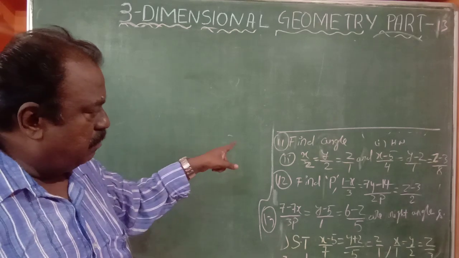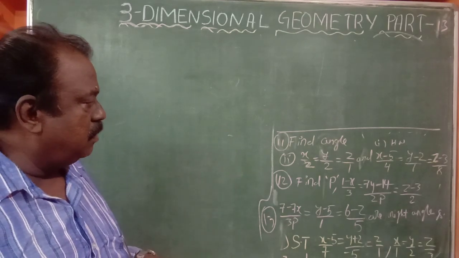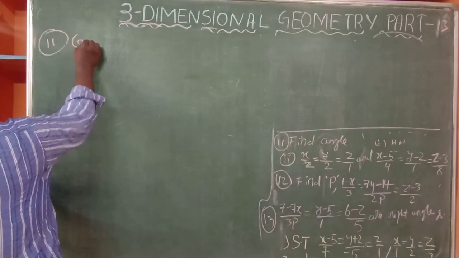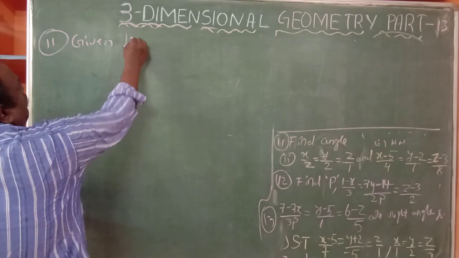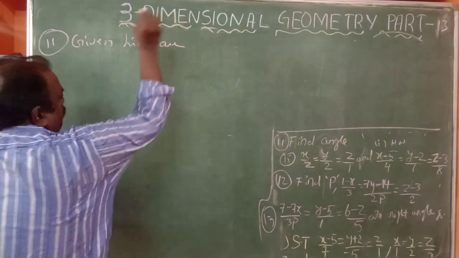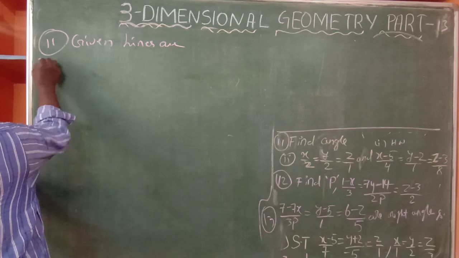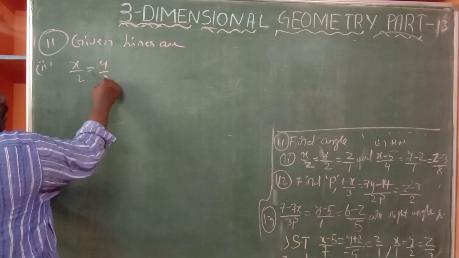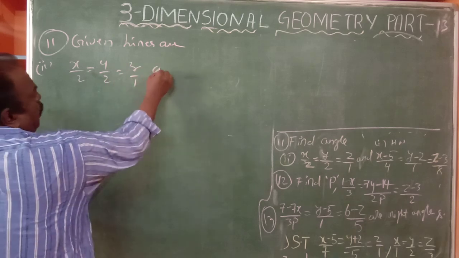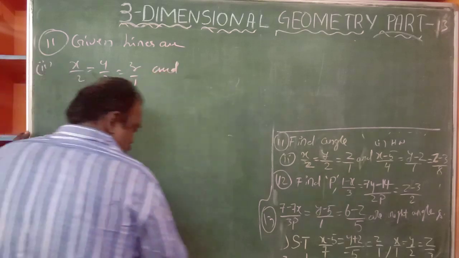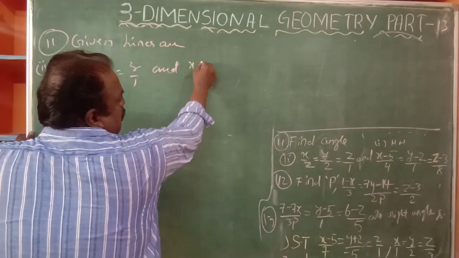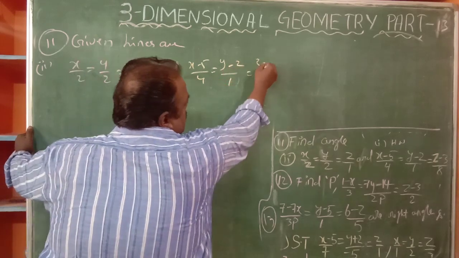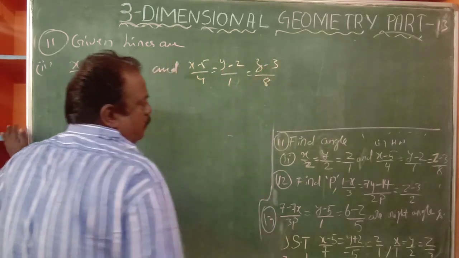Now, the 11th one: find the angle between the two lines. The given lines are, Roman 2 problem I am solving, x by 2 is equal to y by 2 is equal to z by 1, and the second is x minus 5 by 4, y minus 2 by 1, z minus 3 by 8.